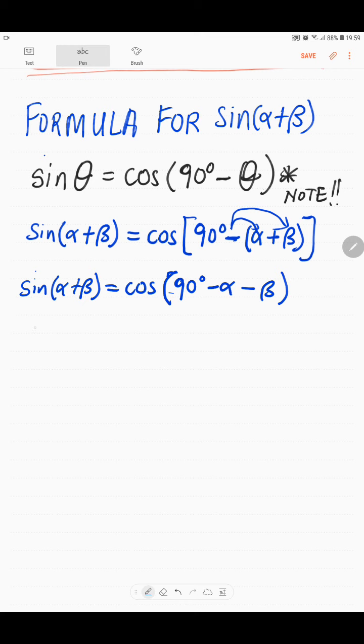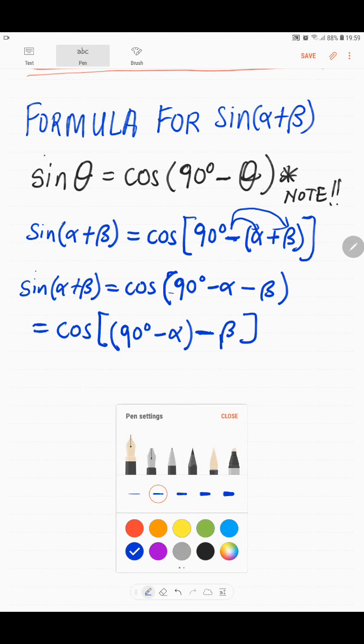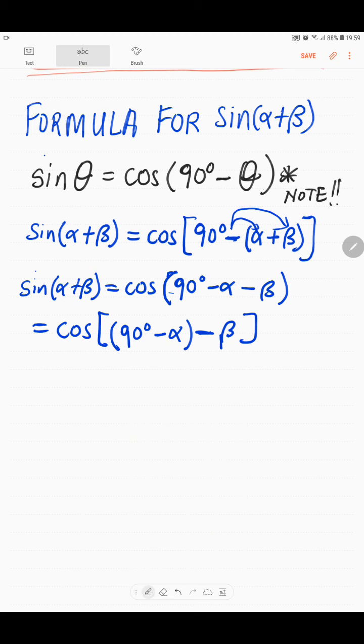So on the right hand side, what we are going to do is regroup, or make a grouping of this by using the brackets. So we would have 90 minus alpha, minus beta. So we would have something that looks like this, and this now can be substituted back into the very first formula, because it is a negative sign in between, whilst the function is cos.